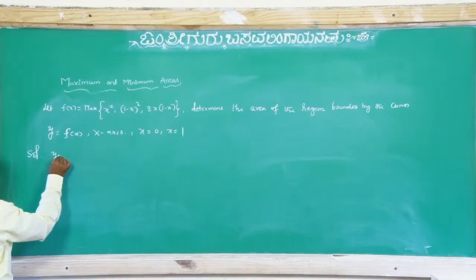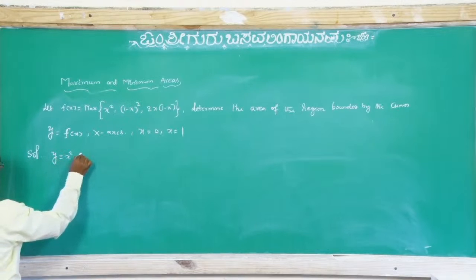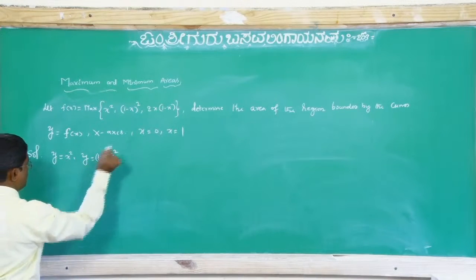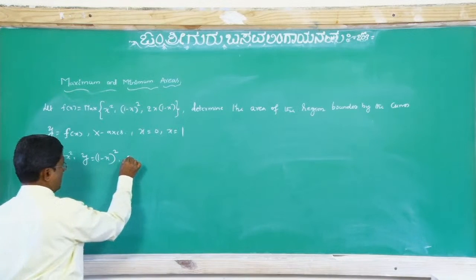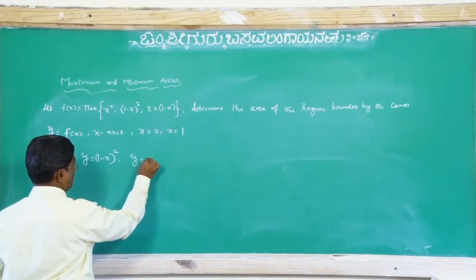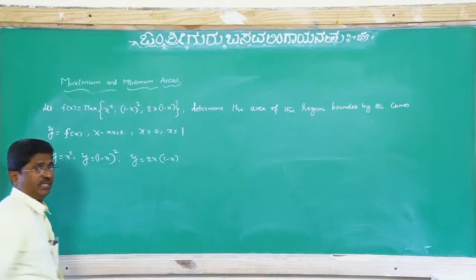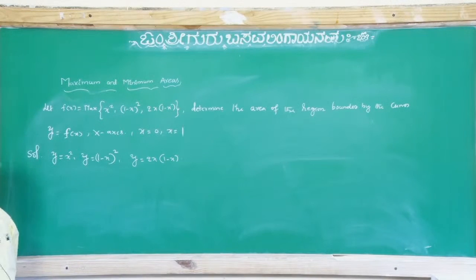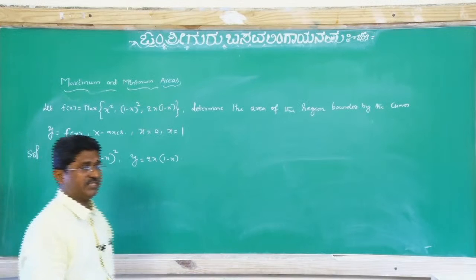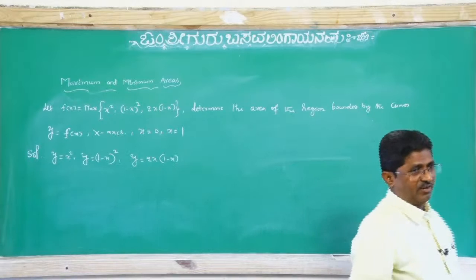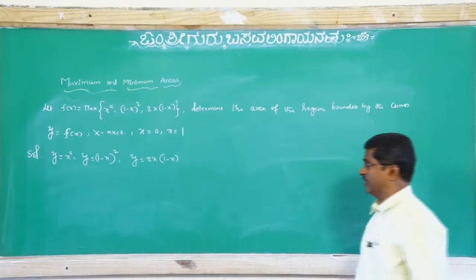First of all, the three curves we have to write: y is equal to x square, y is equal to 1 minus x whole square, and y is equal to 2x into 1 minus x. These three curves are given. First of all, draw the graph, otherwise it is not useful. While drawing the graph, we can also conclude the points of intersection.